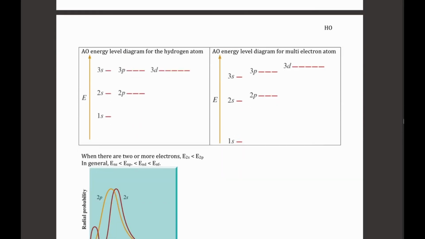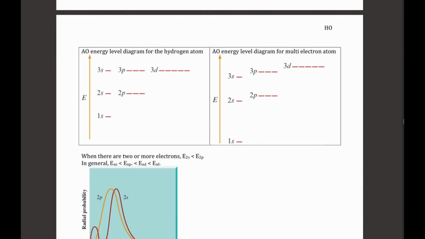Okay, so putting this stuff together that we learned about for the atomic orbitals, we can construct an energy level diagram. So look at the atomic orbital energy level diagram for a multi-electron atom. The lowest energy atomic orbital, the one closest to the nucleus, that's the 1s atomic orbital. All atoms have that as the lowest energy one.